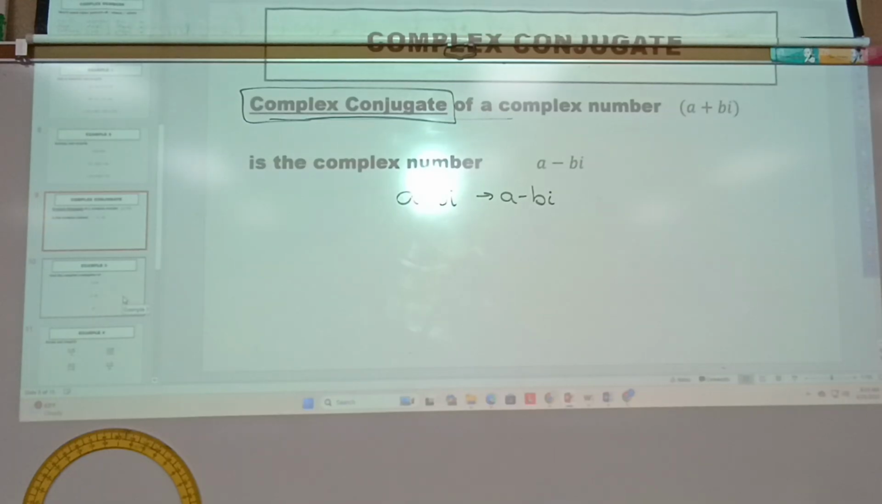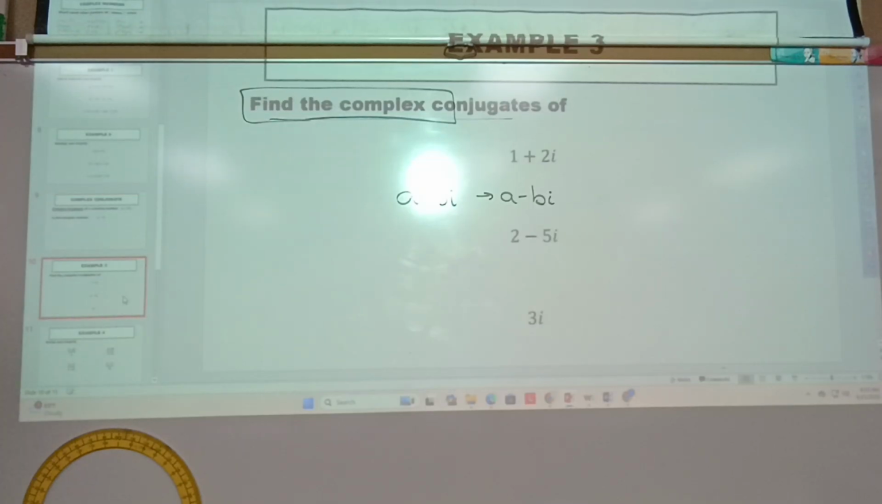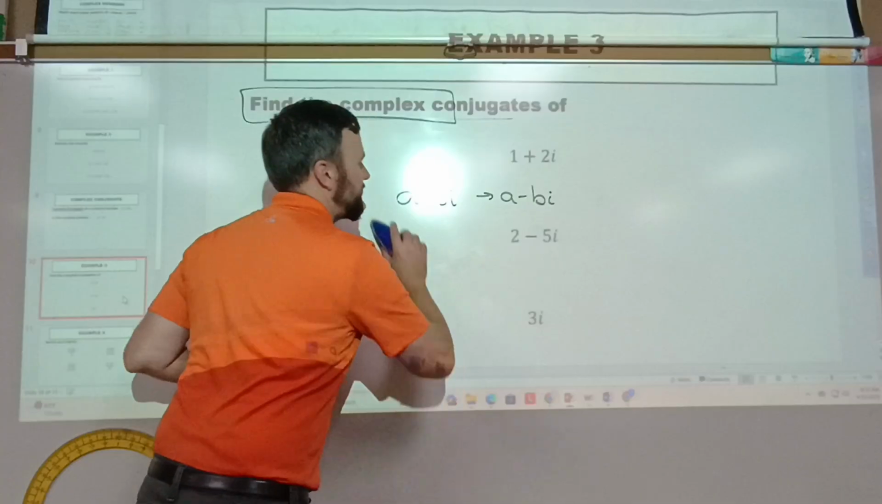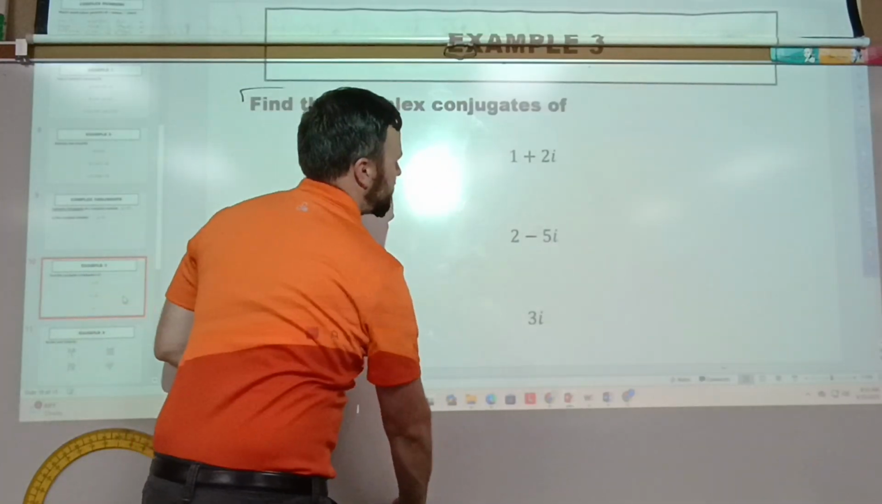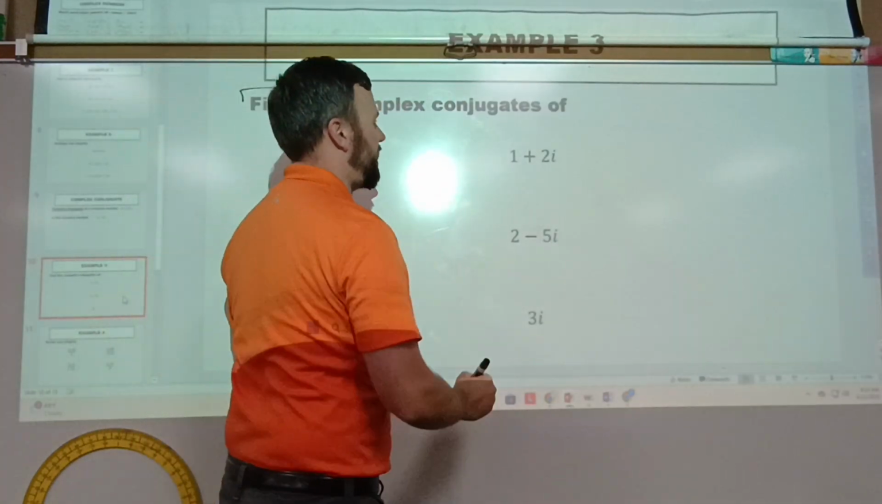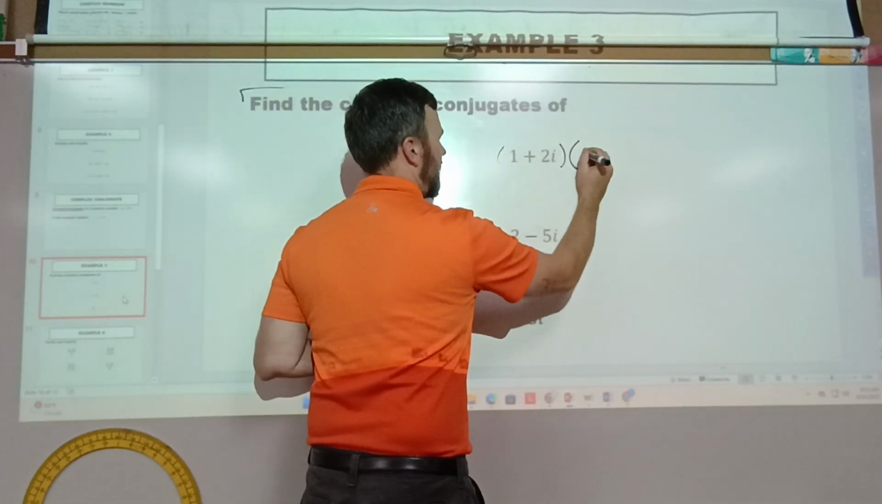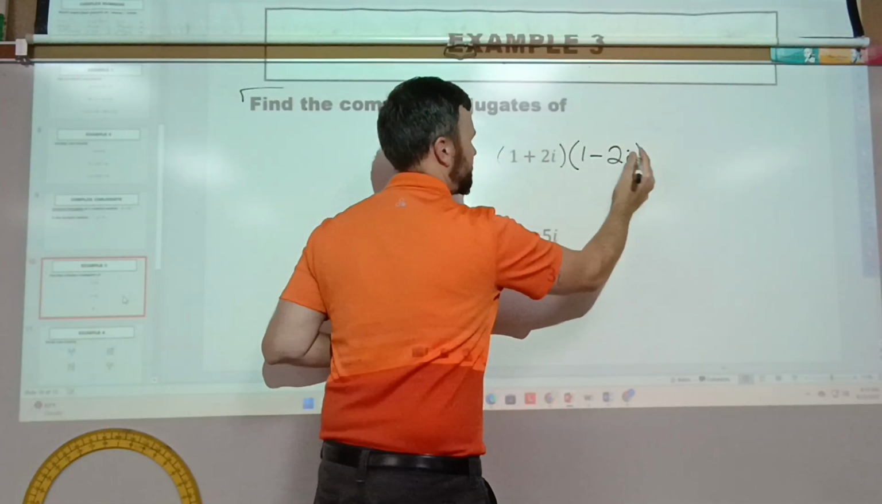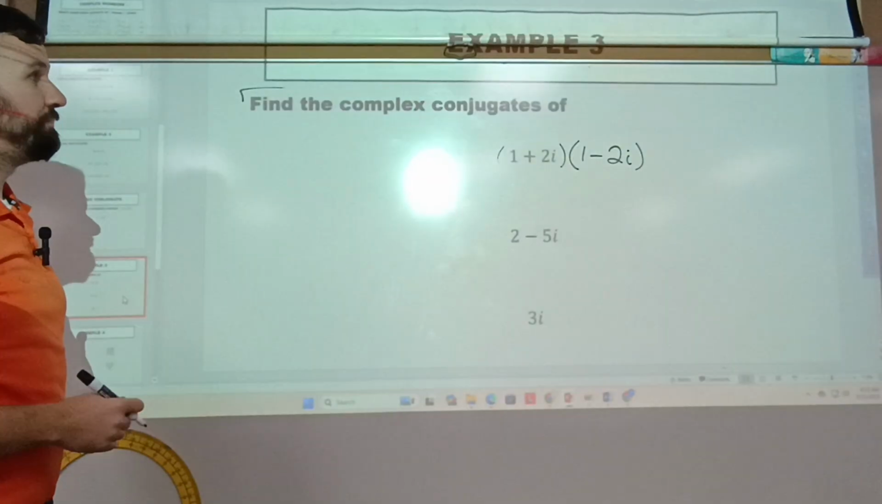I'll show you an example of it. So let's do it. This is actually really nice. What's the conjugate of 1 plus 2i? 1 minus 2i. Okay?